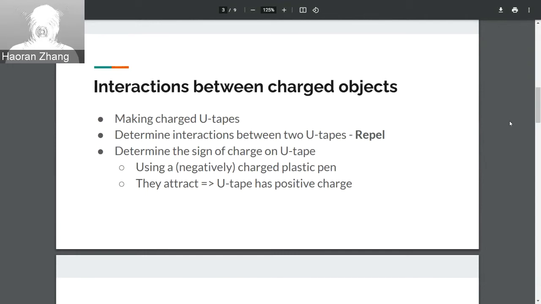Next, we want to determine the sign of charge on the U-tape, and we do this by using a negatively charged plastic pen. As a result, we can conclude that the U-tape has positive charge because we observe that the U-tape is attracted to the plastic pen, and they should have different signs of charge. And since the plastic pen has negative charge, we can conclude that the U-tape has positive charge.